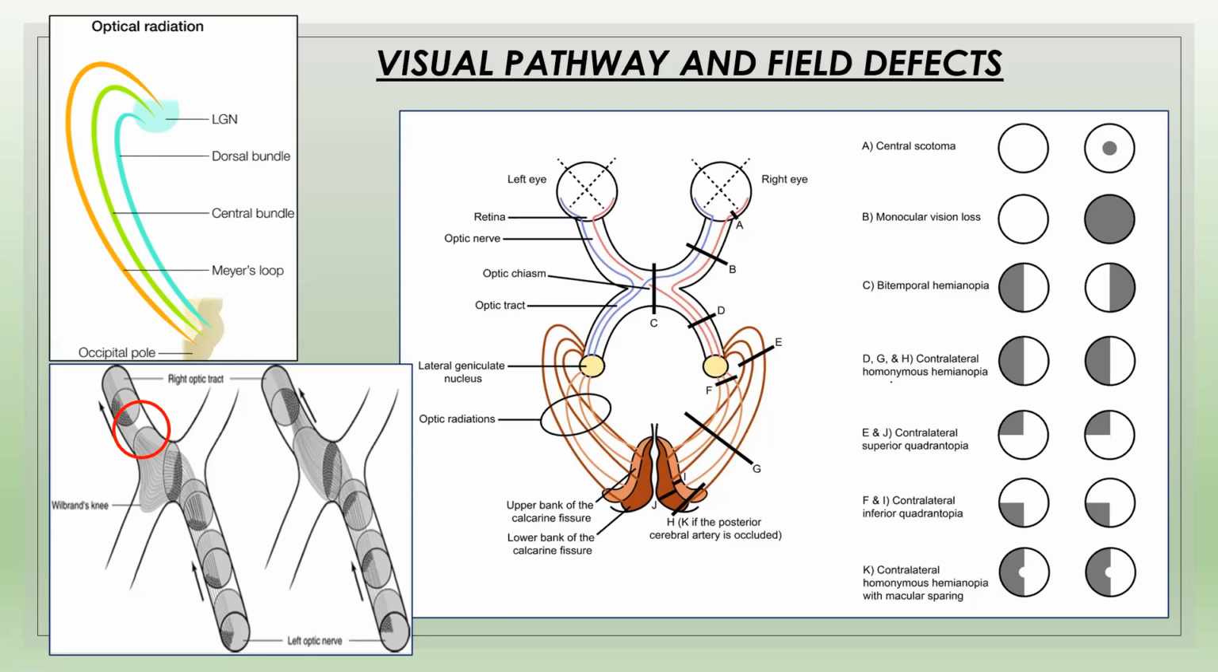I'm not sure if that is a type of Willebrand's knee. Willebrand's knee is specifically the nasal fibers which project into the contralateral optic nerve. What you are saying is that the ipsilateral fibers go into the ipsilateral optic tract while they cross. I don't think that is a type of Willebrand's knee. That is just a variation which is seen in some people. So is it a type of Willebrand's knee, or is it just a variation? It is based on the inferior nasal fibers and superior nasal fibers. Those kinds of things are there in De Jong also.